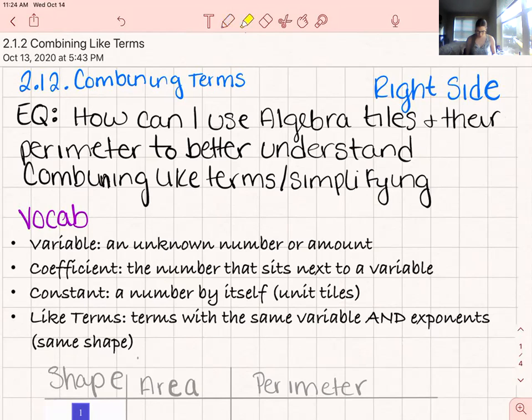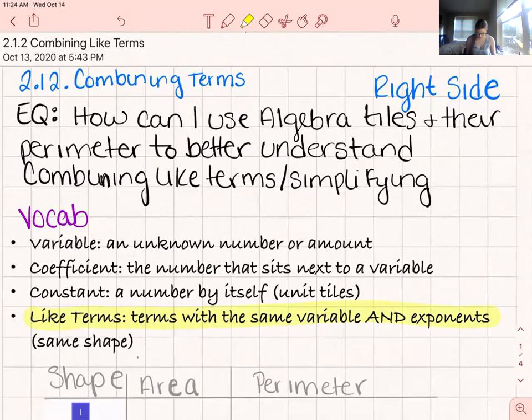And here's our important one for today, like terms. Like terms have the same variable raised to the same power. So for something to be a like term, it has to have the same variable, like x, but it also has to be raised to the same exponent, so x squared. If that confuses you, you can think of like terms as the same shape. So an x tile is not the same shape as an x squared tile, so those are not like terms. We'll pause here and we'll let you finish copying your vocab.